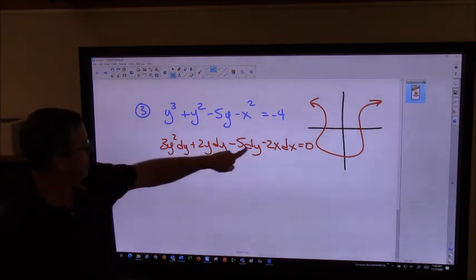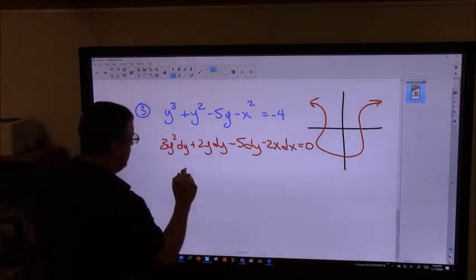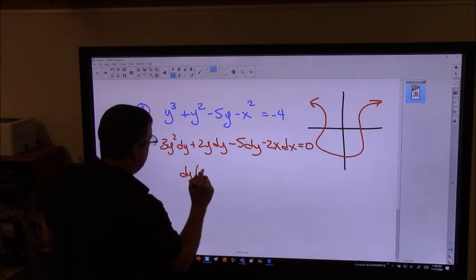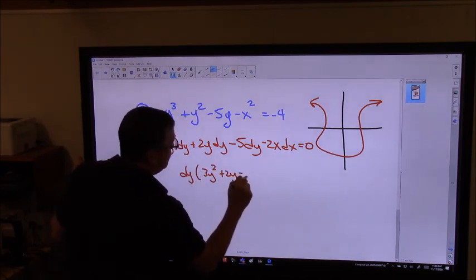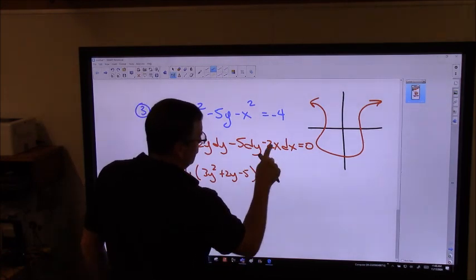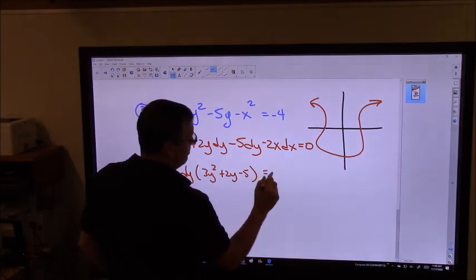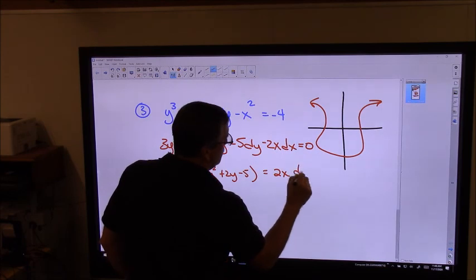So all these terms have a dy in it. I'm going to go ahead and factor that out. I'm left with 3y squared plus 2y minus 5. And I'll move this term to the other side of the equal sign. So I've got 2x dx.